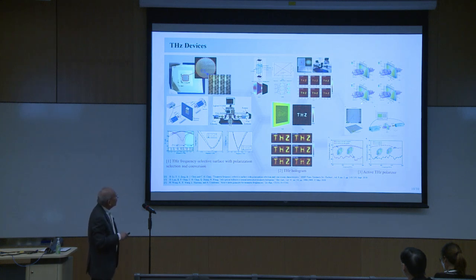Whereas this is an active terahertz polarizer, and we make use of vanadium dioxide, VO2, and by applying a voltage there, we can turn on and turn off the transmission of particular polarizations. This one is a hologram that we designed so that when it is illuminated with a terahertz frequency, it will display an image of terahertz. Basically, this is the acronym of the word terahertz.